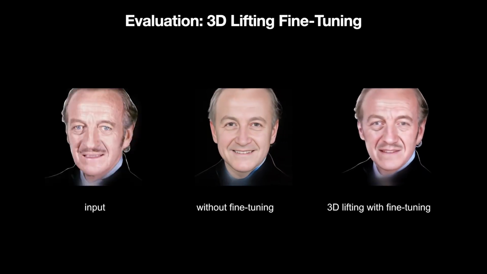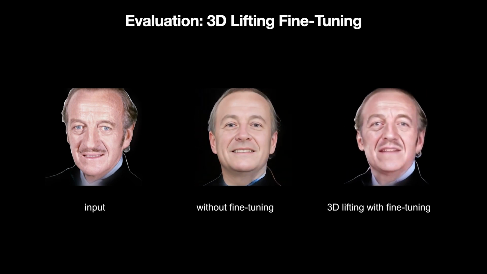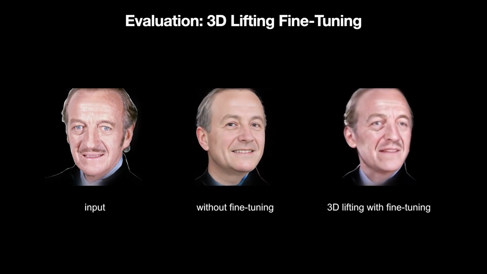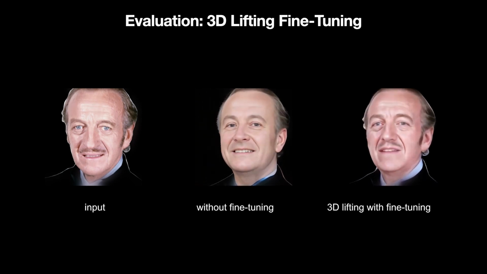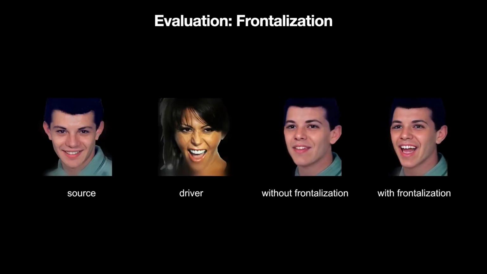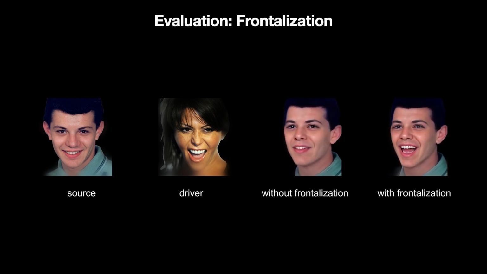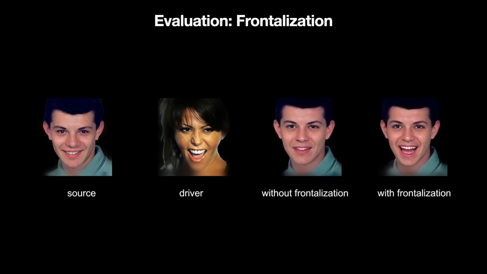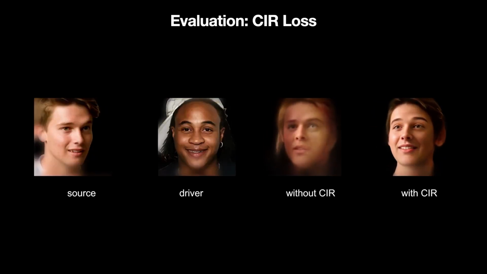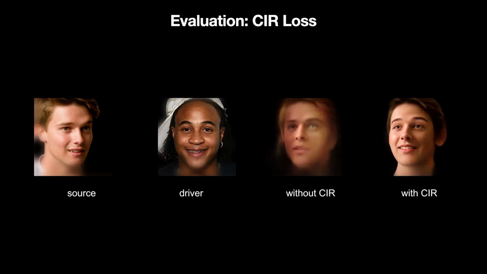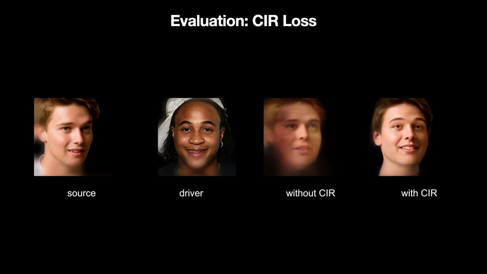We evaluated the necessity of our 3D lifting fine-tuning strategy. Without it, the 3D lifting module caused severe identity change. Fine-tuning significantly improved the model's identity preservation. We tested a version without frontalization, which failed to transfer the expressions from the driver to the output. The frontalization trick ensures expression-accurate output. We evaluated cross-identity regularization. Without it, the model produced mixed identities of the source and the driver. Our regularization effectively prevents identity leakage.